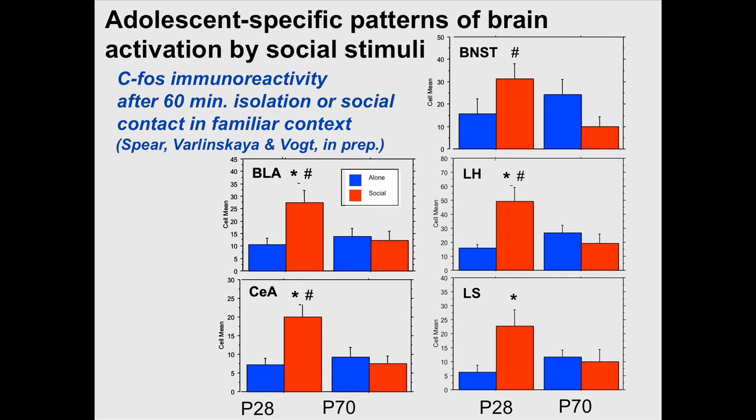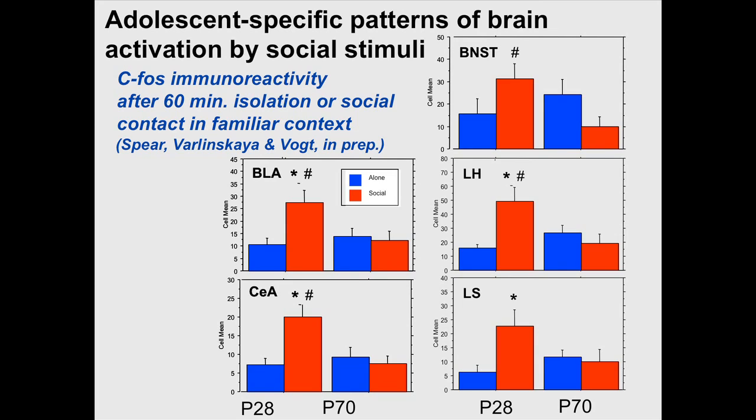But what we found is these 5 brain regions: the basolateral nucleus of the amygdala, the central nucleus of the amygdala, the bed nucleus of the stria terminalis, which is part of the extended amygdala, and then the lateral hypothalamus and the lateral septal area, which is another limbic area. When you sacrificed them after an hour in the presence of a social stimulus, you see marked CFOS activation that you don't see when the animals were alone, and we did not see that at all in our adults.